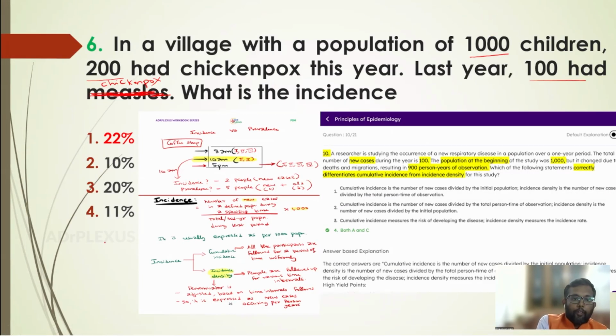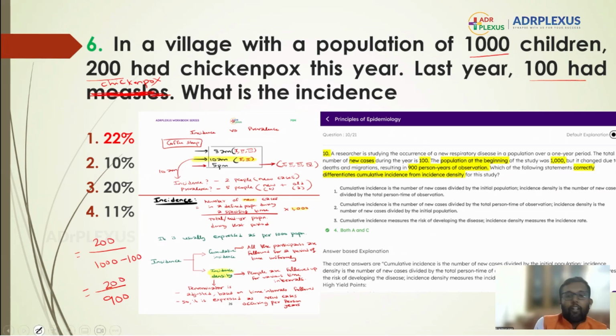So what will be the numerator and what will be the denominator? See, now there is a population of 1,000 children. 200 had chicken pox this year. Last year also 100 had chicken pox, so they will be having some immunity. So they will not be at risk. So the denominator will be 900 and the numerator will be 200. So how much is the answer?